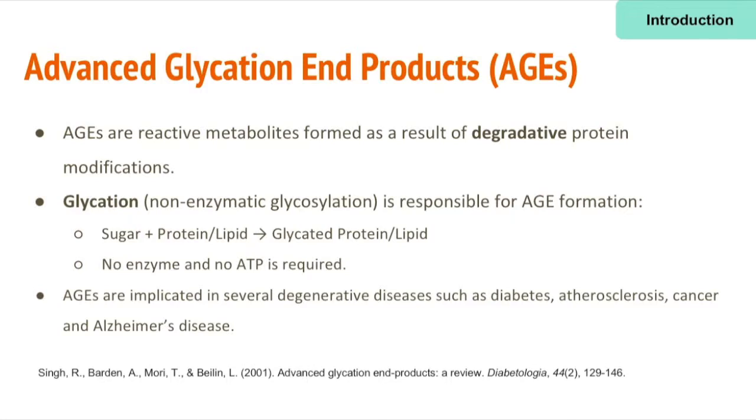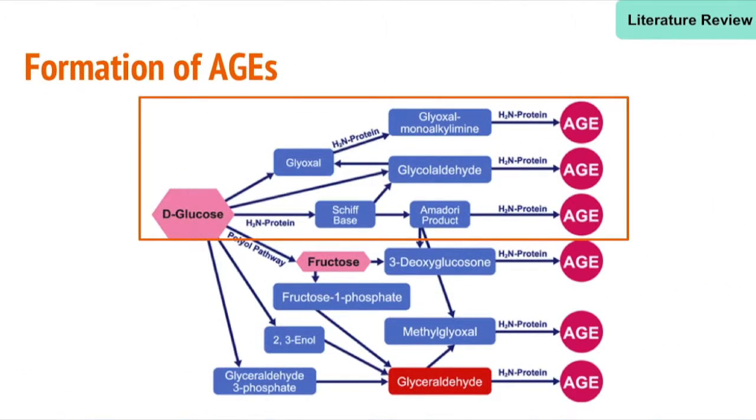Since AGEs alter the normal function of proteins and lipids, they are thought to be the cause of a variety of degenerative diseases such as diabetes, atherosclerosis, cancer, and Alzheimer's disease. As such, there is a strong motivation to investigate AGEs. So first, let's examine how AGEs are formed.